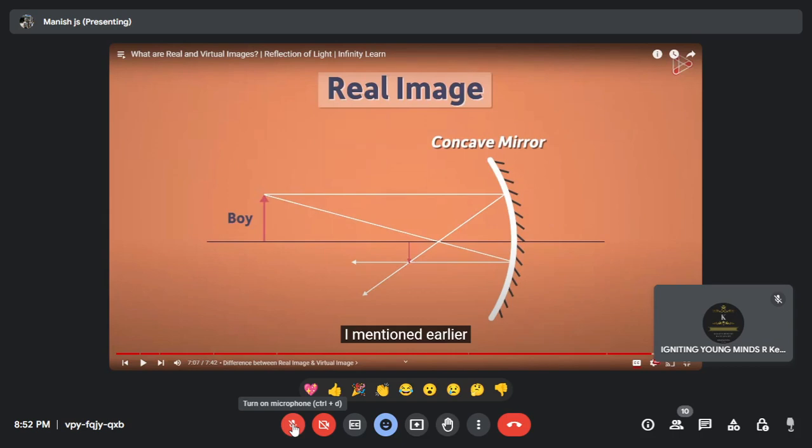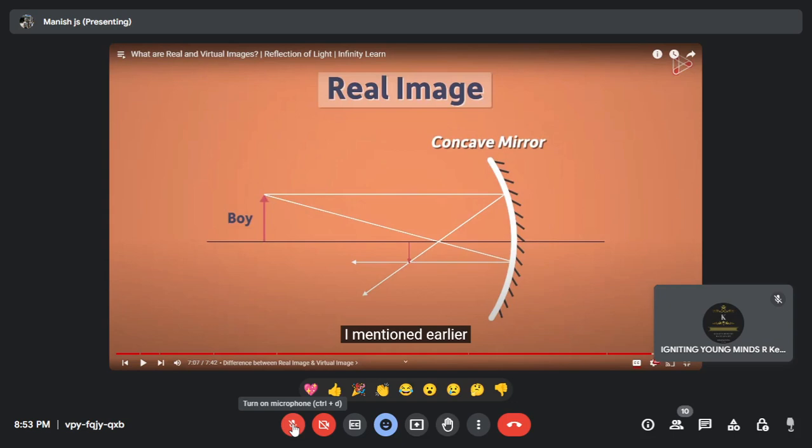But if you go and stand before a spherical mirror, you would not get the exact same image of yourself. Why? You would either be enlarged or diminished. You can also get the same size, but you would get an inverted image. So we will be discussing these concepts in the next video. You will be able to understand that in the next animation.